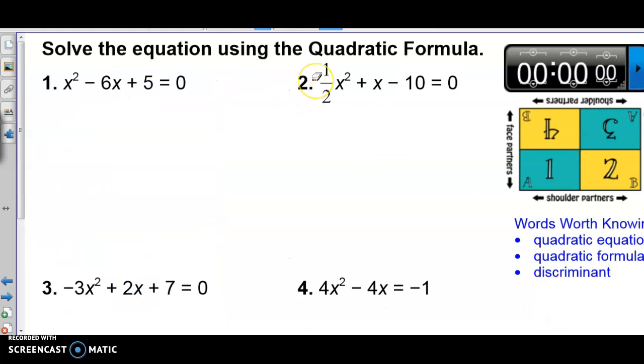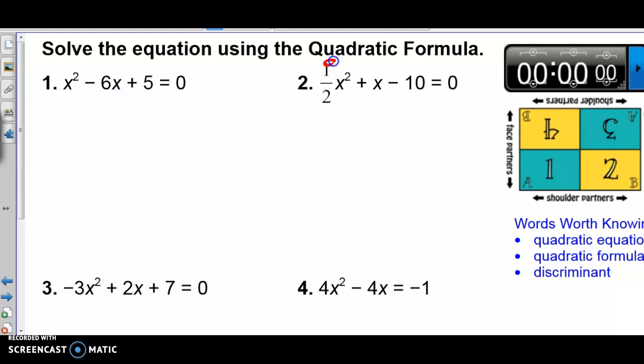We also saw number 2 earlier when we were calculating the discriminant. So just to give you an overview, we got the discriminant of number 2 to be positive. So it's 21 if I remember it right. So it has 2 real solutions. Now let's solve it by using the quadratic formula.